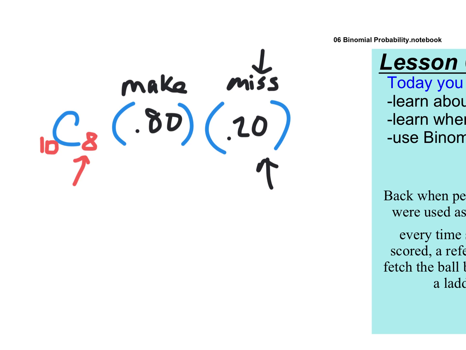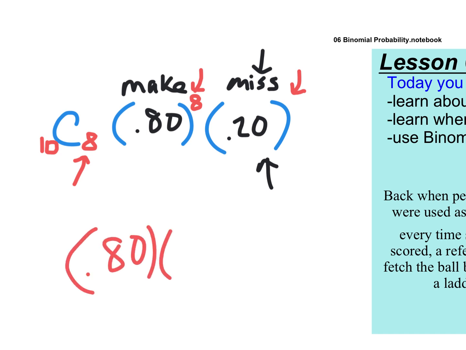Now wait, there's one more thing you have to do before you actually do all of these calculations, and that is we have to put a power here and a power here. Why? Because you're going to make 8 of them, so it's 0.8 to the 8th. It's like you're going to multiply a bunch of 0.8s. Would you agree 80% chance they're going to make it? Another 80% chance they're going to make it? And then there's another 80% chance they're going to make it? And you keep on multiplying those out 8 times.